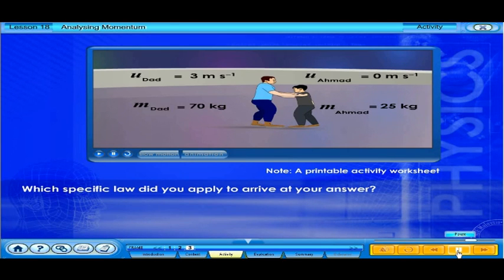Which specific law did you apply to arrive at your answer? Yes, the law of conservation of momentum.